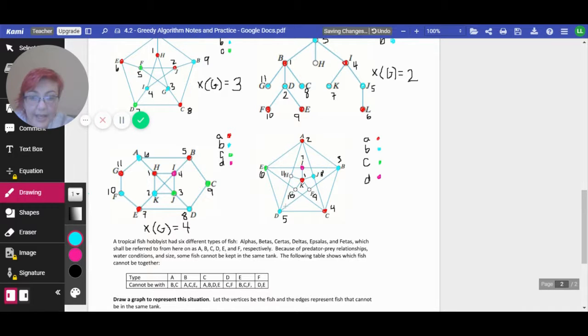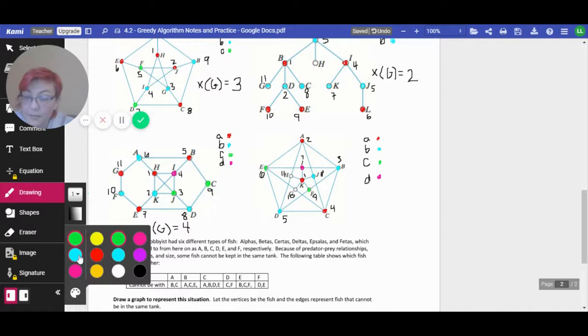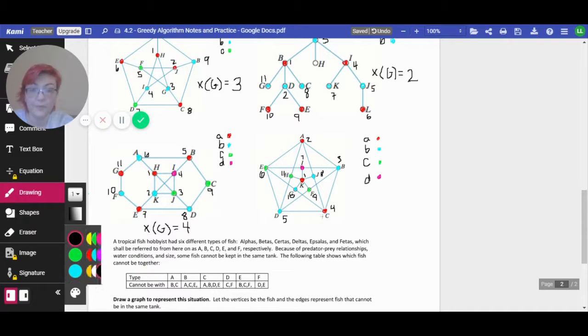Vertex 9 connects to A and B, but not C. Vertex 10 connects to A, but not B. And vertex 11 connects to A and B, but not C. All right, and that lets us know that the chromatic number of this graph is 4. One more.